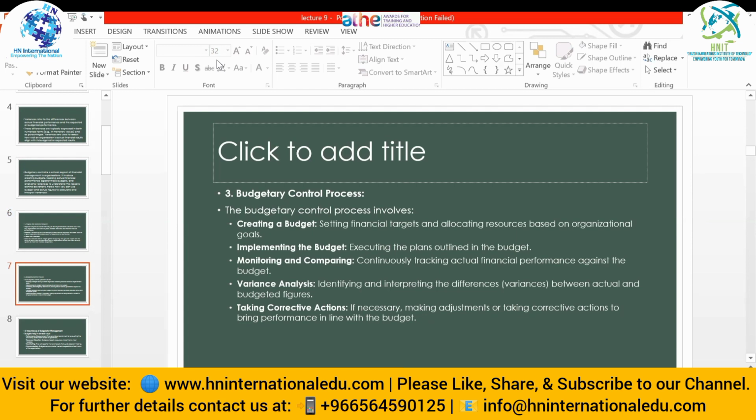Implementing the budget means executing the plans outlined in the budget. Whenever we make a budget, even in our houses for grocery purposes, we have to implement it, whether we are going to do that in rupees 5,000 or not. For example, monitoring and comparing means continuously tracking actual financial performance against the budget.